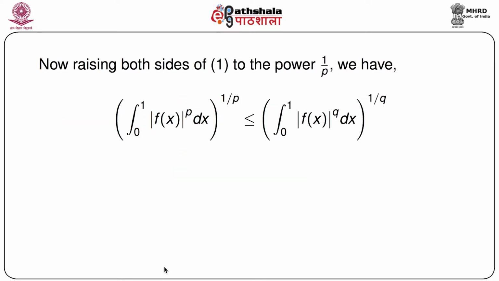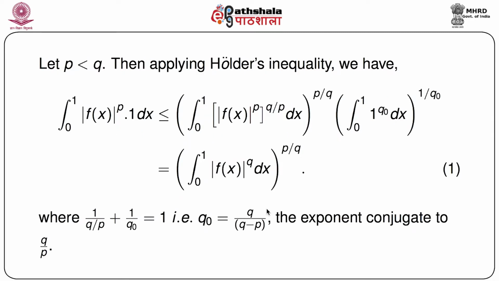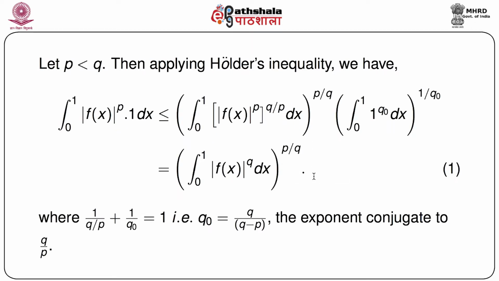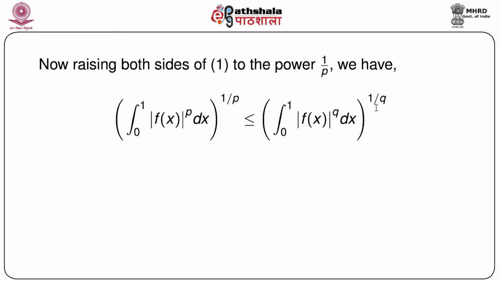So from 1, if we raise both sides of 1 to the power 1 by p, all we have is integration 0 to 1 mod of f(x) to the power p dx, whole to the power 1 by p, less than or equal to integration 0 to 1 mod of f(x) whole to the power q dx, whole to the power 1 by p. That means what we are doing is just raising to the power 1 by p. Now if we raise to the power 1 by p, the right side becomes 1 by q, because the right side of 1 has the power p by q. So if we raise to the power 1 by p, then p by q into 1 by p becomes 1 by q. That's what is here exactly.